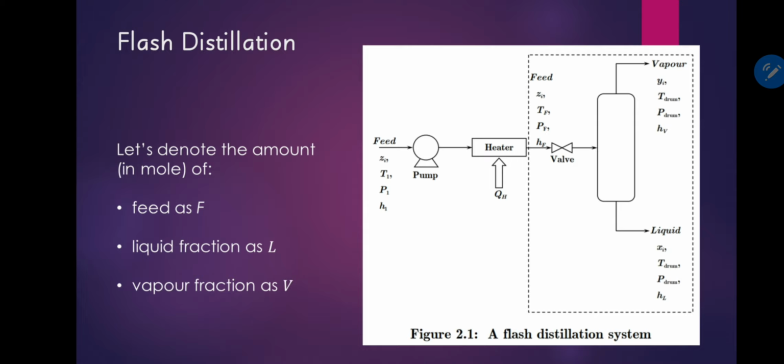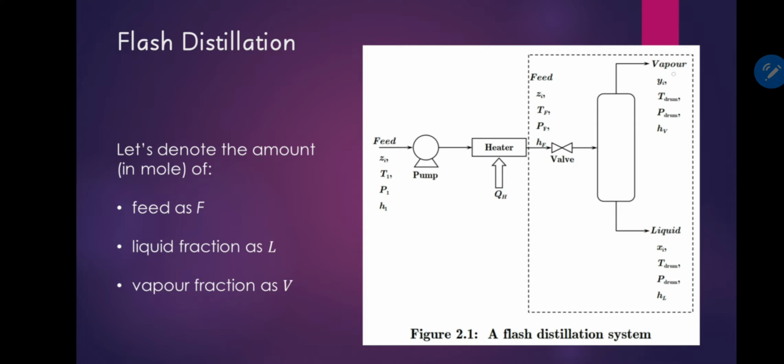Okay, so for the feed stream, let's consider Zi as the composition of species i, T1 as temperature 1, P1 as pressure 1, and H1 as enthalpy 1. For the feed, of course, the composition before the pump and after the heater will just be the same, Zi, TF, but the temperature and the pressure as well as the enthalpy will change because a heater is used.